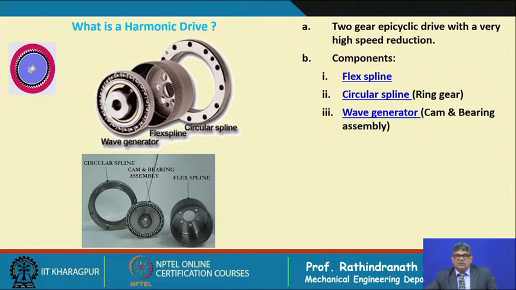So, first of all we shall take this flex gear. If you look into this, it has a very thin wall and these are the teeth, and as you find, there are holes. Here we can fix a body through which we can take out the output. Usually this is the output, but we can also keep it fixed and take the output from the ring gear, and this is the ring gear.